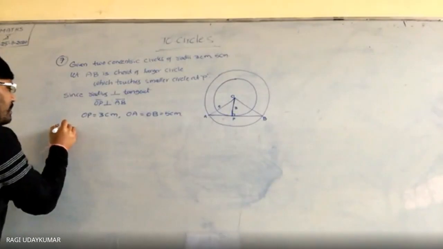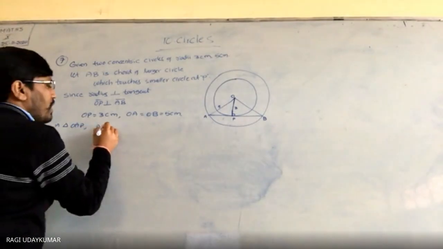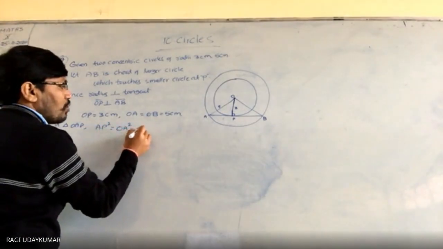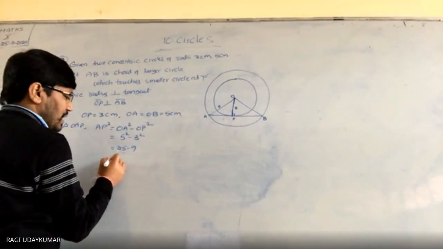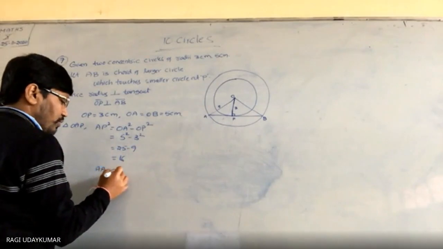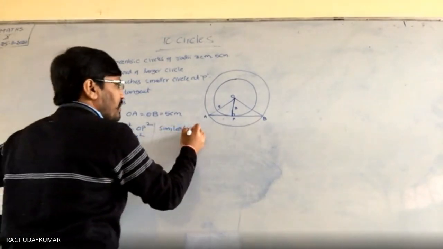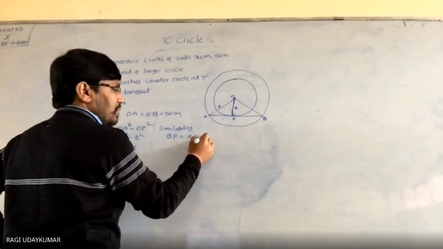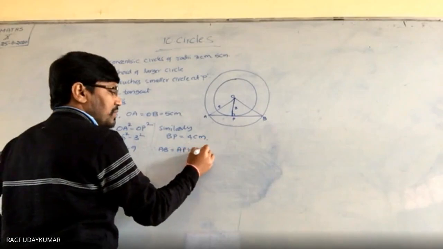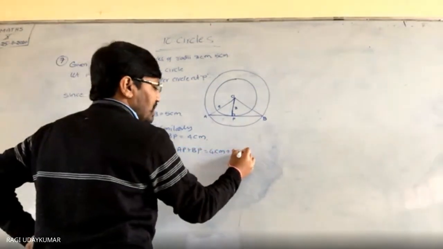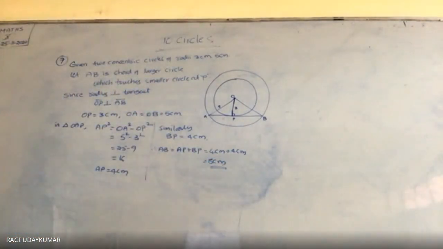Therefore, in triangle OAP, apply the Pythagoras theorem. AP square is equal to OA square minus OP square, which is equal to 5 square minus 3 square, which is equal to 25 minus 9, which is equal to 16. So AP is equal to 4 centimeters. Similarly, BP is also equal to 4 centimeters. So we need to find the length of AB. AB is equal to AP plus BP, which is equal to 4 centimeters plus 4 centimeters, which is equal to 8 centimeters. Simple problem. It's not a very complicated one.